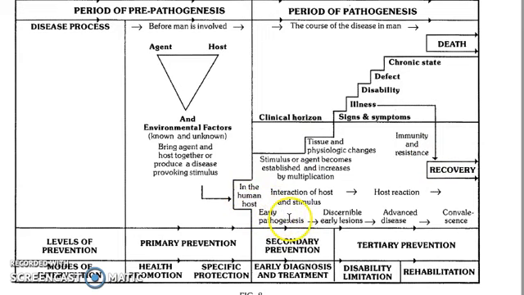In the human host: early pathogenesis, early lesions, advanced disease, interaction of host and stimulus, host reaction, tissue and physiologic changes, immunity, resistance, recovery. Here there is some incubation period also. Signs and symptoms, illness, disability, defect, chronic state, death, or it can lead to recovery. Please look at this diagram. If you draw this, you will get a lot of marks. So this covers natural history of disease.